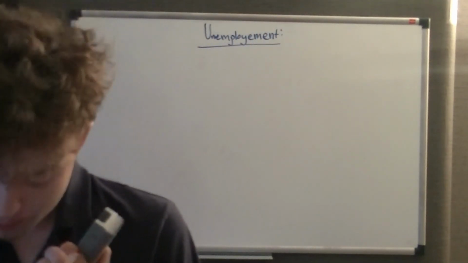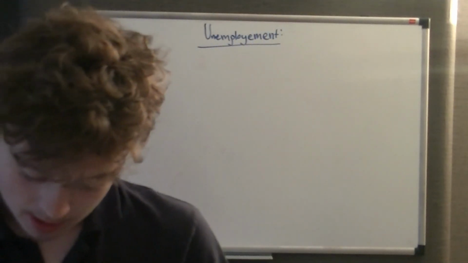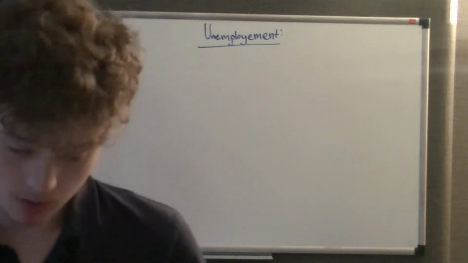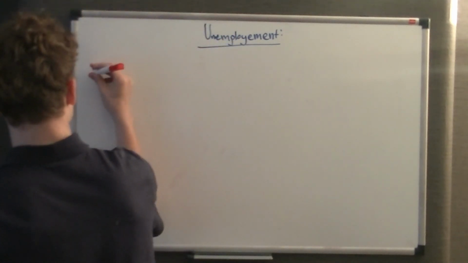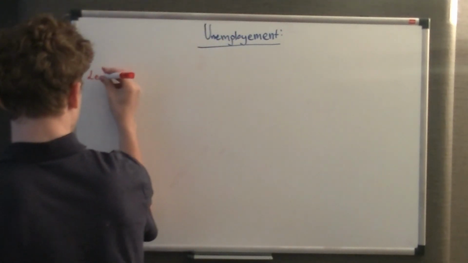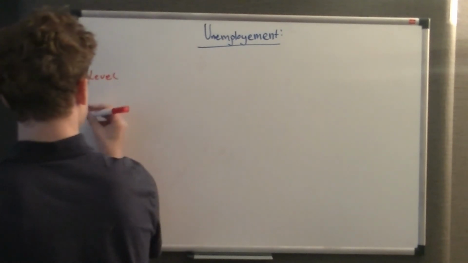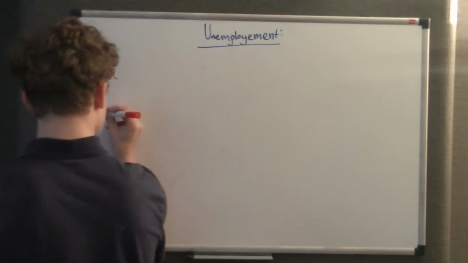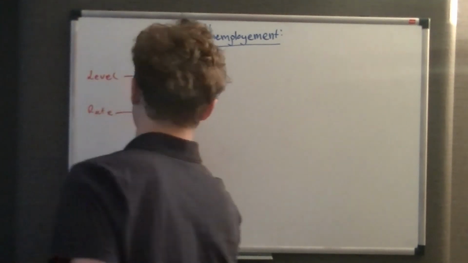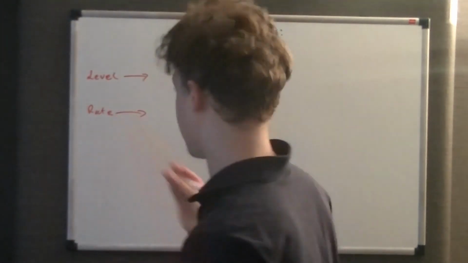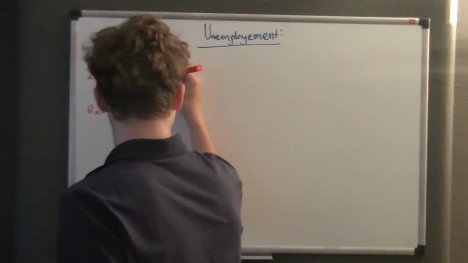Now, someone who's able and willing to work is, well, actually no, I'll go into that first. So there's 2 things you need to know. There's something called the level of unemployment. I'll just put level and rate. Now, these are quite simple, so I'm not going to leave them on the board. Now, the level is basically what it states: everyone who's unemployed.